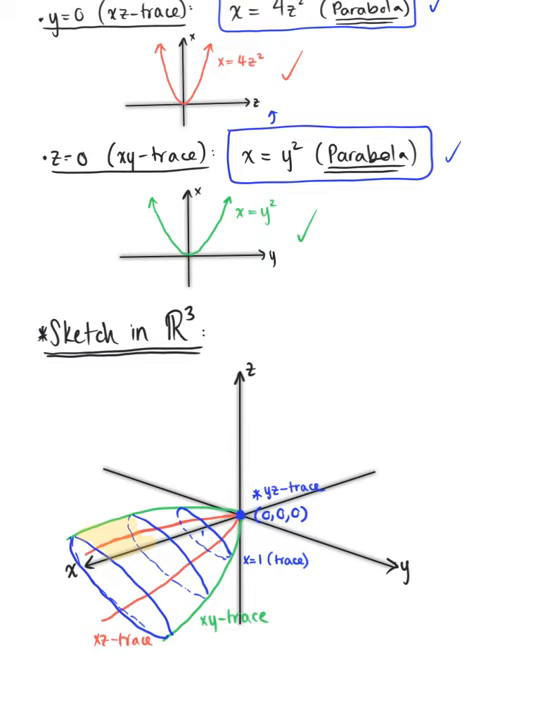So this surface actually has a specific name. This surface that we've drawn is one of the quadratic surfaces which we are about to explore. This is called an elliptic paraboloid. But you can really appreciate the importance of these traces in helping us to identify what the surfaces are going to look like.